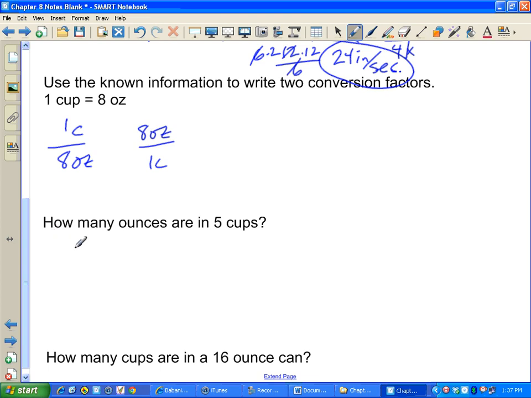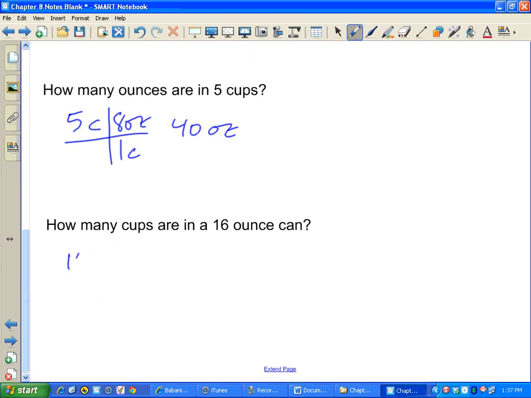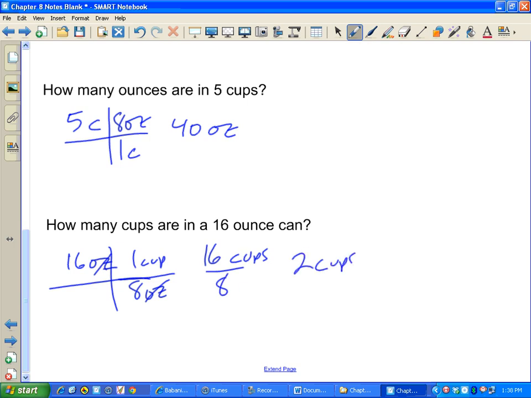How many ounces are in 5 cups? Well, if I have 5 cups, I want to convert that to ounces, so I'm going to put cups on the bottom, 8 ounces on top. That means it's 40 ounces. How many cups are in a 16-ounce can? If I have 16 ounces, I'm going to want to cancel those with ounces, so I know there are 8 ounces in 1 cup. Ounces cancel. 16 over 8 reduces to 2 cups.